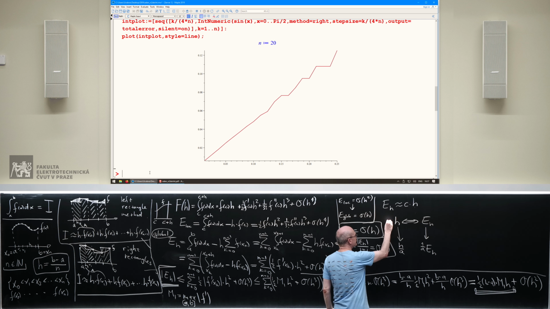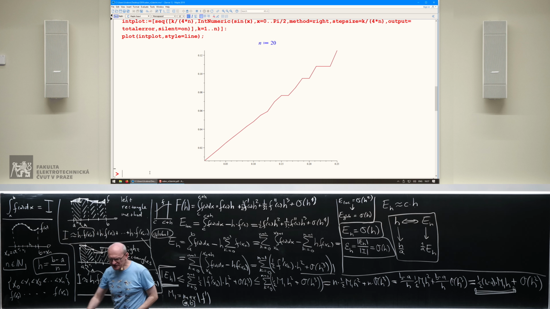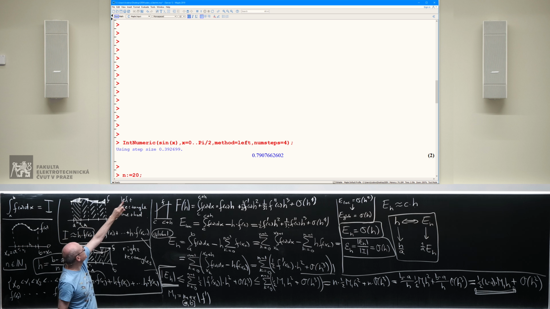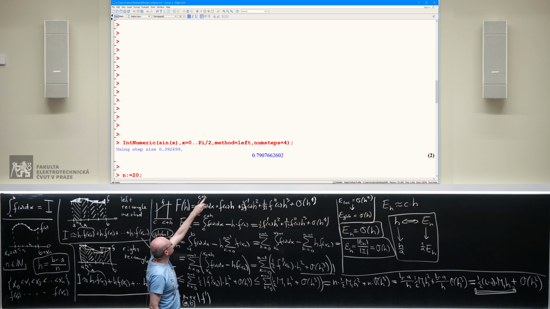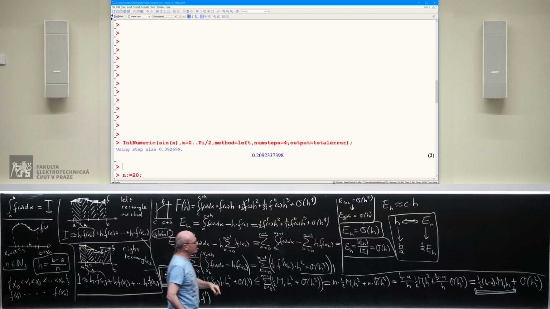But this picture is important. Let me show you how it can be used or what information you can gain from that. Let's return to Maple, to our favorite example. We are trying to approximate the integral of sine of x between 0 and pi over 2. The method is left rectangles. 4 is the partition size. So let me see. I'm going to add something more. I will put output is total error, so that we don't have to think about it. What did I type? OK. I haven't been looking at my keyboard. So the total error is approximately 0.21. Let me make a little chart here.